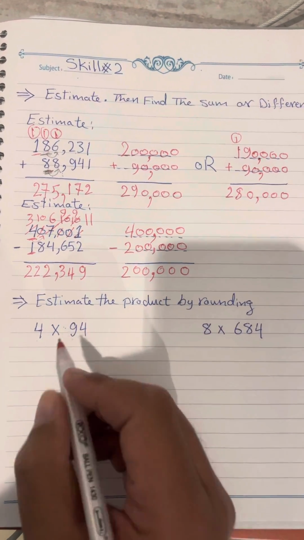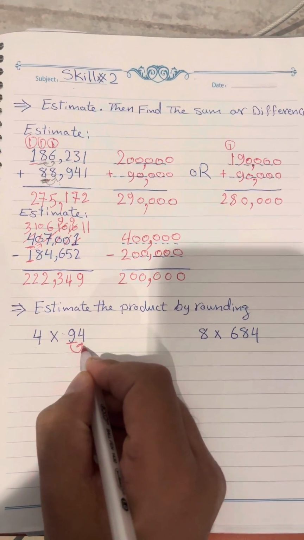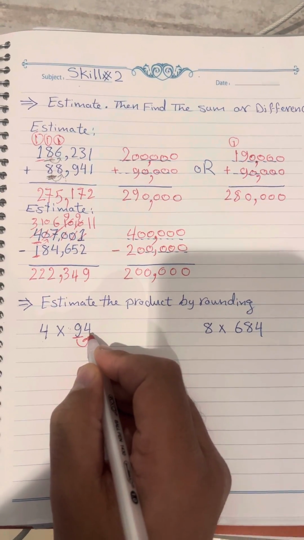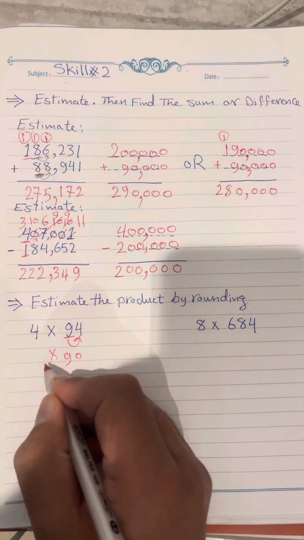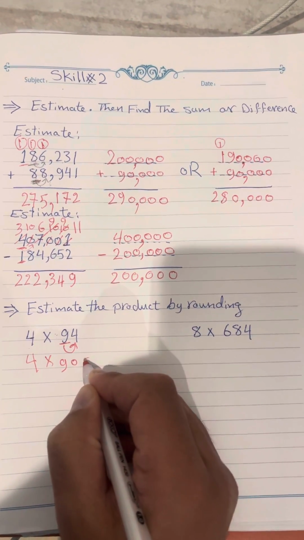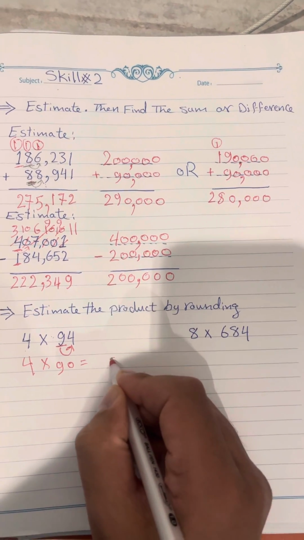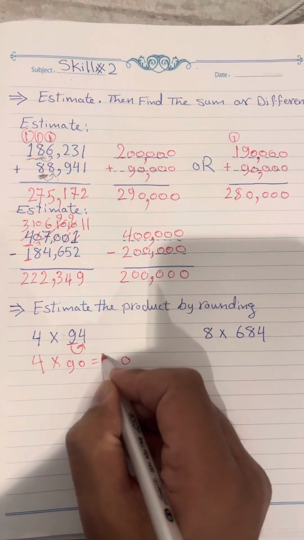So I have to estimate here: underline the first digit from the left, and look after it, which is 4. 4 is less than 5, so stop, don't do anything. So it will be 90. And here we multiply by 4. Because I have a zero, I have to drop the 0. And in the multiplication table, 4 times 9 is 36.